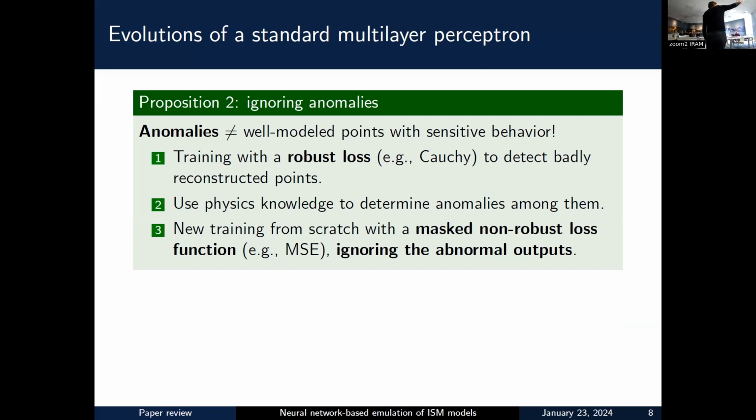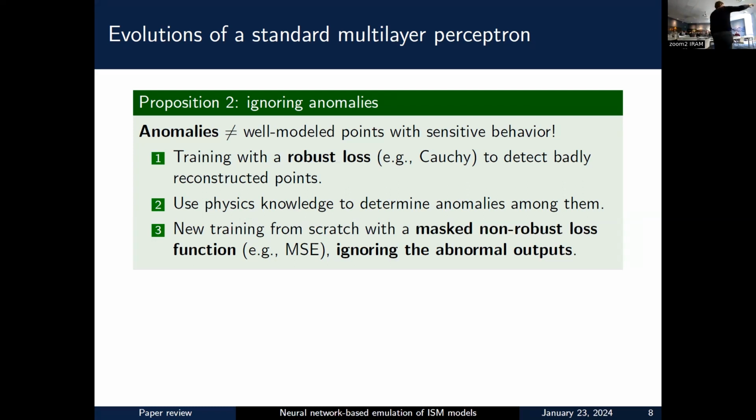We'll first train the network with a robust loss function, for instance, the Cauchy function, in order to detect badly reconstructed points. We'll address a list in decreasing order, starting from the points that are very badly approximated. And so we'll use physical knowledge in order to determine anomalies among them. We can do it by hand, and in a few hours, we can have inspected the most problematic points in order to have a data set which is cleaned.